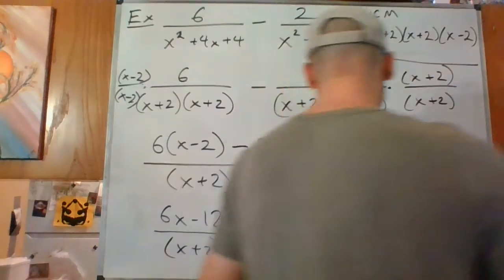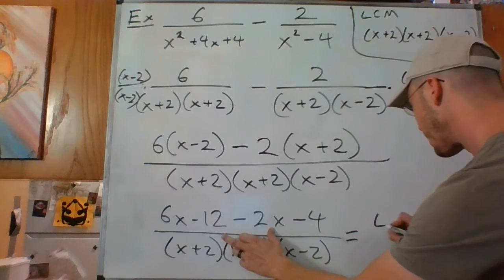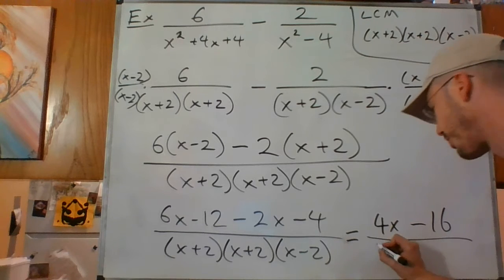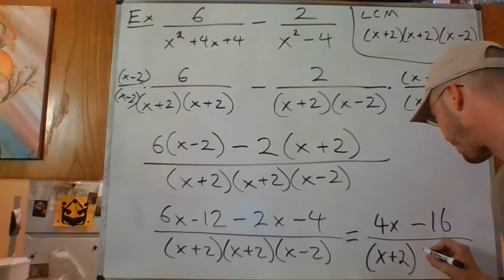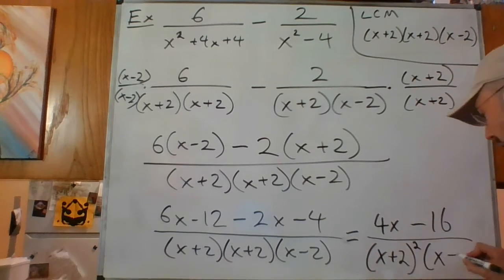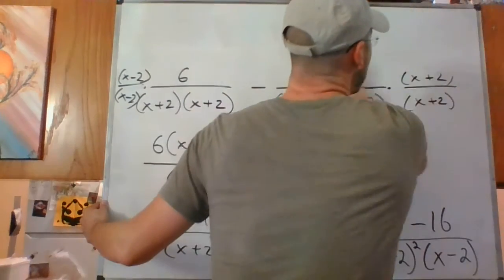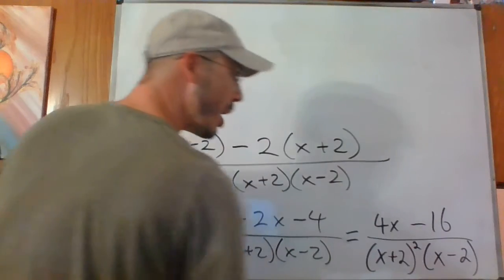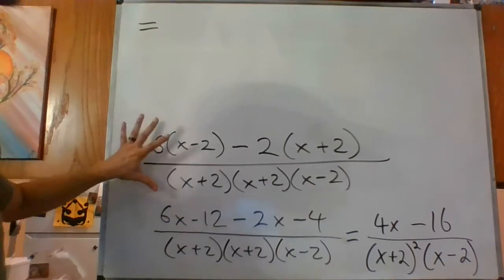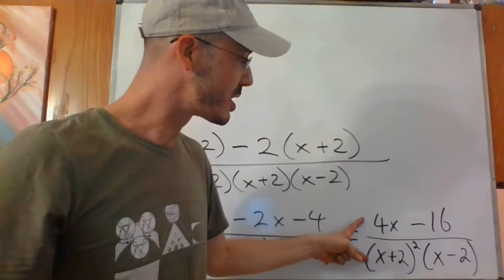Next I need to combine like terms. I've got 6x minus 2x gives me 4x. Minus 12 minus 4 is minus 16. I'm going to write the x plus 2 as x plus 2 squared. It's a little more compact, and I'm running out of space. Finally, I've been at one fraction since this step, but I have a single fraction here. I just need to simplify if possible.